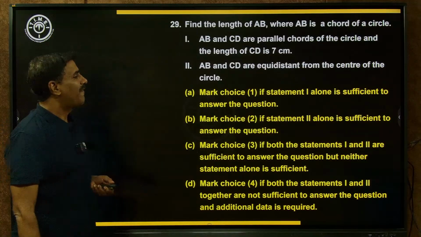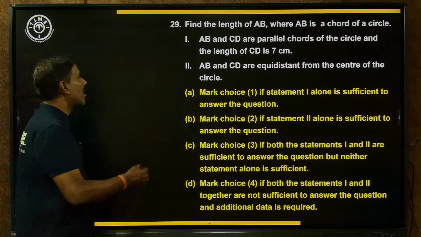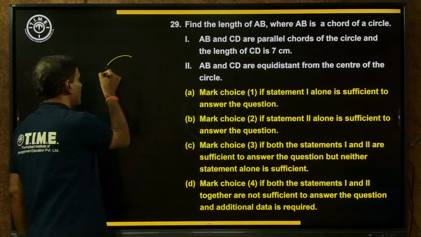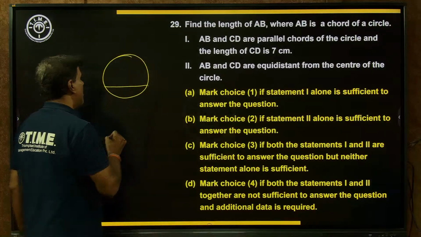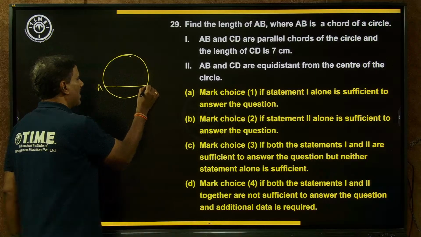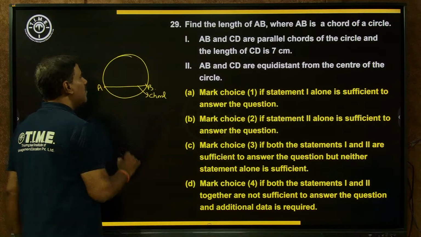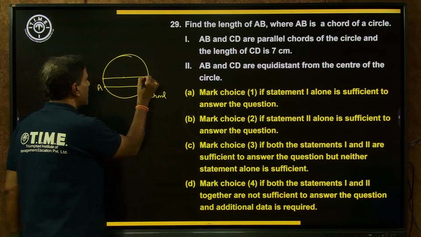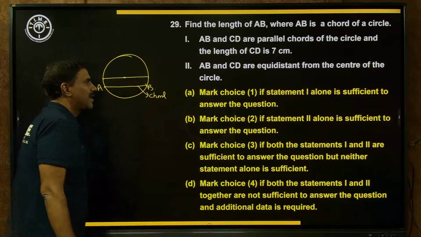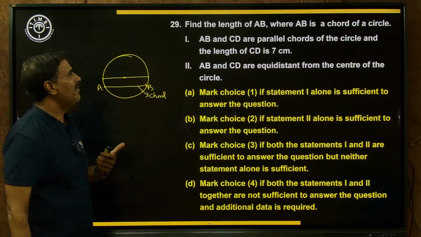The next one: find the length of AB, where AB is a chord of a circle. So what is a chord of a circle? First we should know that for answering this question. We should have some knowledge about answering that particular part. So what is a chord? Basically, the line joining any 2 points on the circle is termed a chord. That is the reason in school days we studied an important point: the longest chord in a circle is its diameter. That is basically the diameter, right? So here we need to find the length of AB, where AB is a chord.